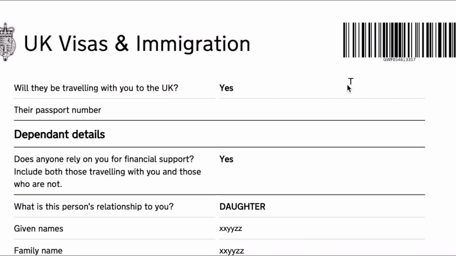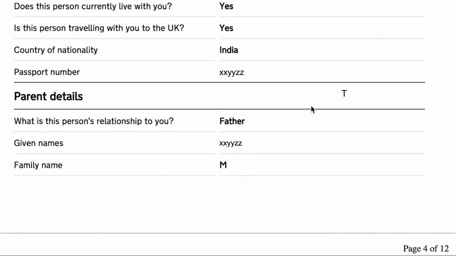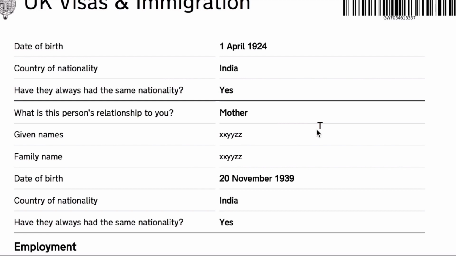You have to provide their passport number, and then also all the personal information of the dependents traveling with you. You also need to provide your parents' details. They also want to know the date of birth of your parents, their nationality, and whether they have the same nationality as you.